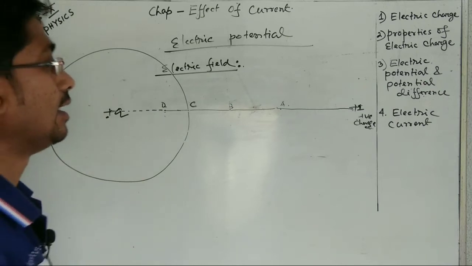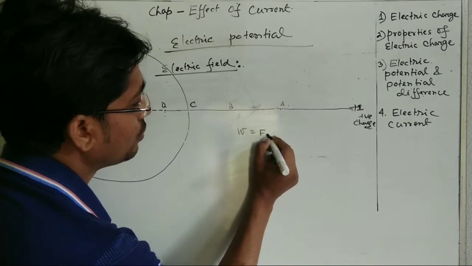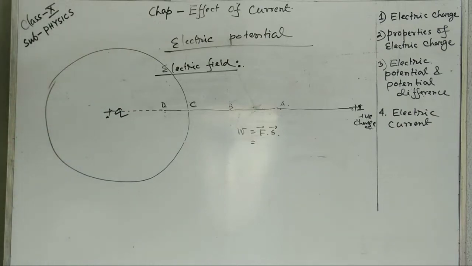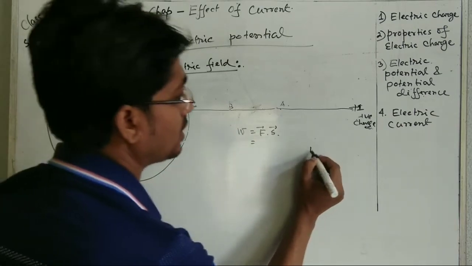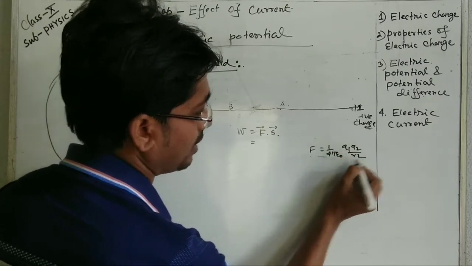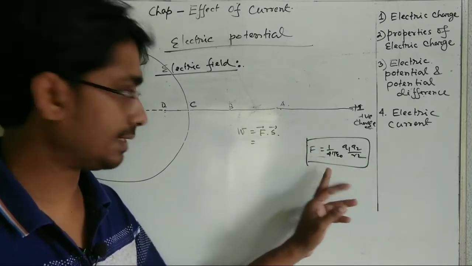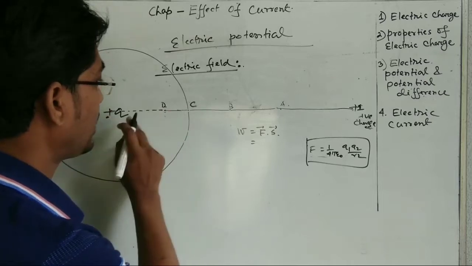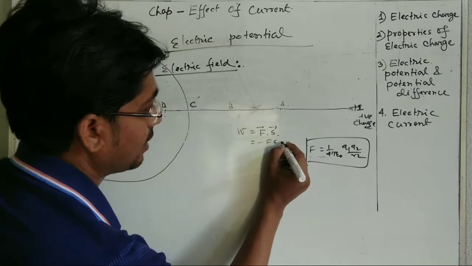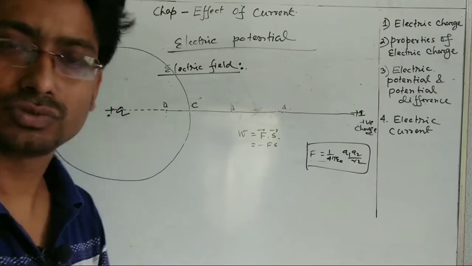We know from class 9 what work done is. Work done is equal to force into displacement. So we can write force F is equal to 1 by 4 pi epsilon 0, Q1 Q2 by R square. This formula is not in your book, but the force will be like that. Force into displacement: the force is in one direction and the displacement is in the opposite direction, so one negative sign will come, Fs cos 180 degrees. This type of work we have to do.